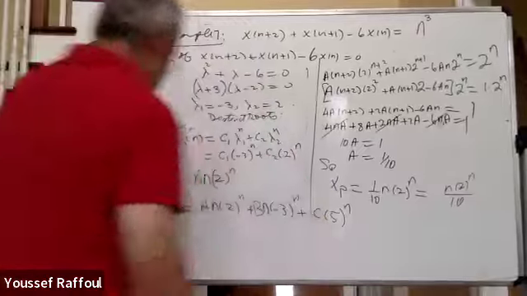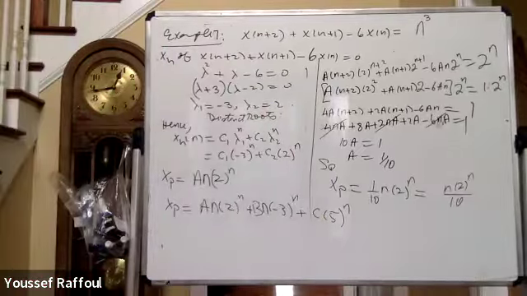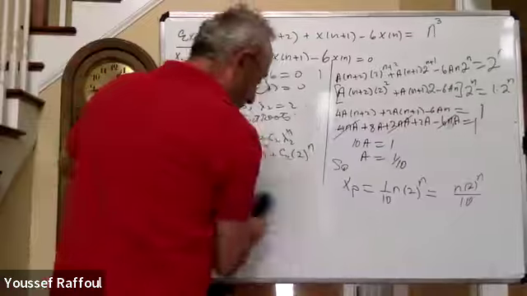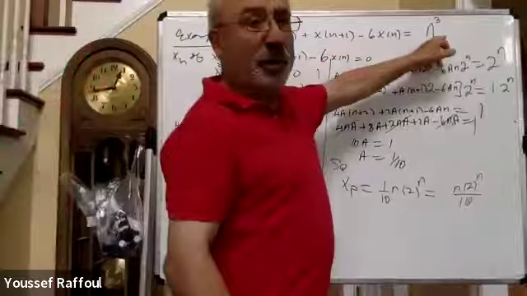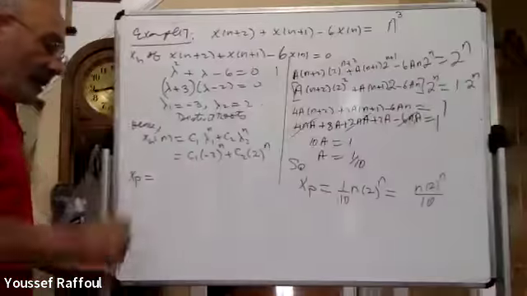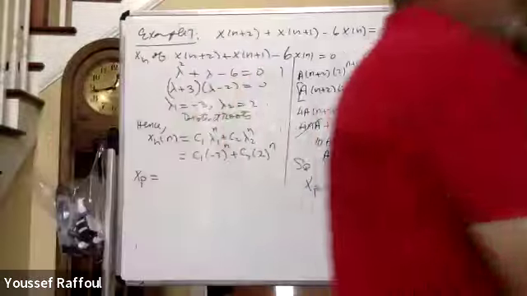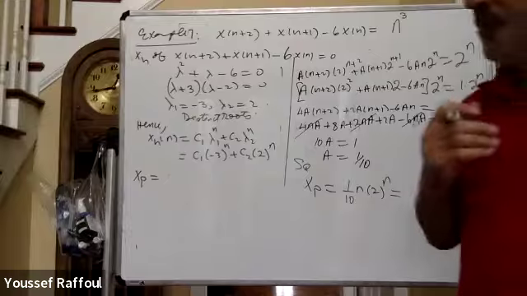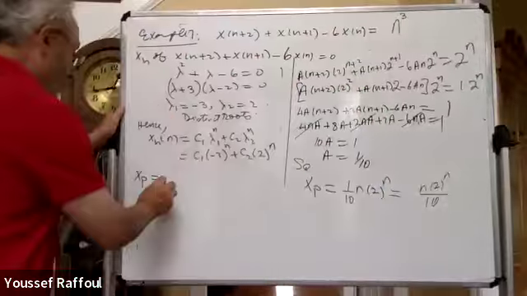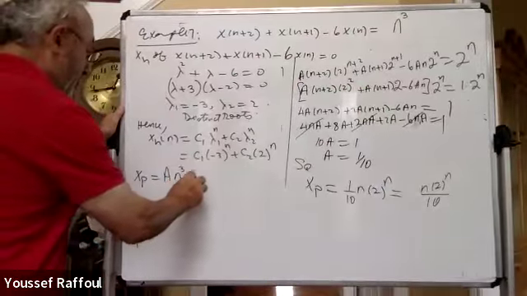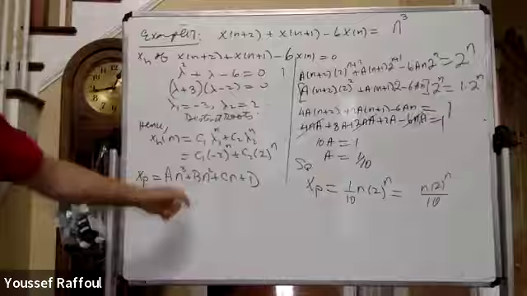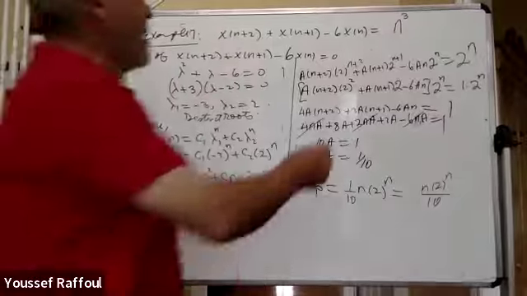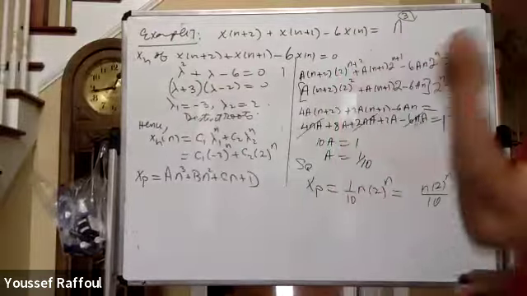Example 7. So xp is gonna be, this is a polynomial of degree 3. So you need to catch the general polynomial of degree 3. So what is the general polynomial of degree 3? It is gonna be a n cubed plus b n squared plus cn plus d. You see that? Just because I have n cubed here.